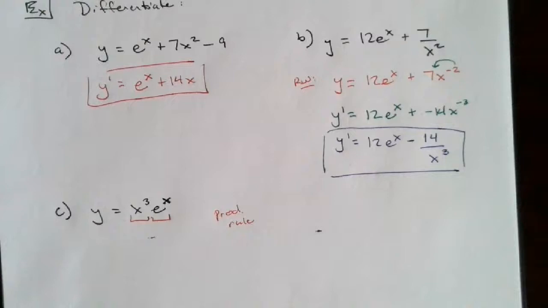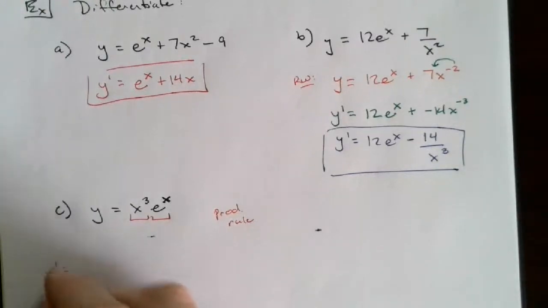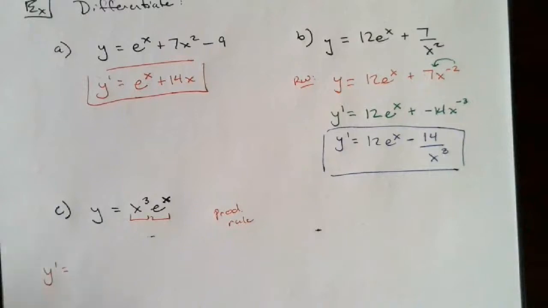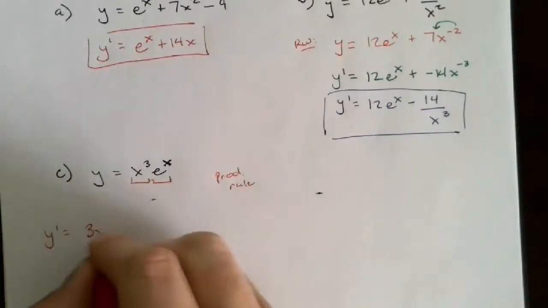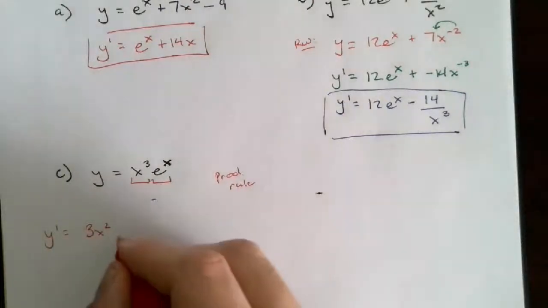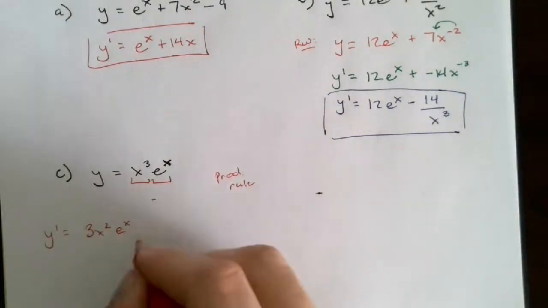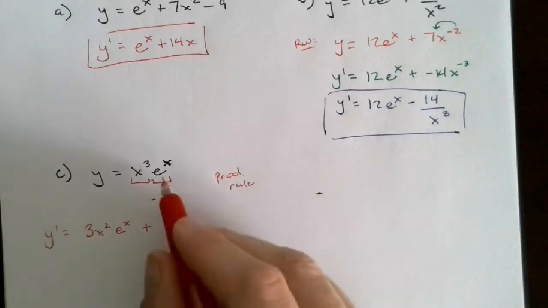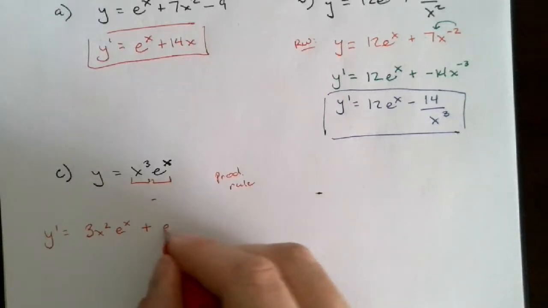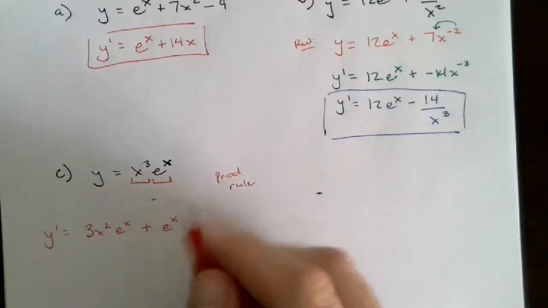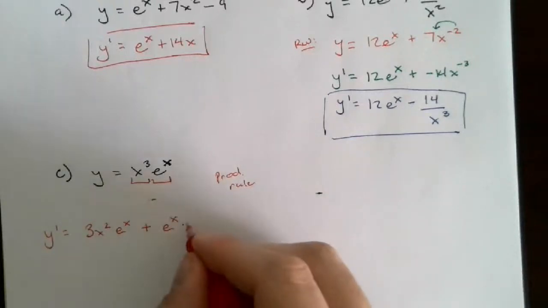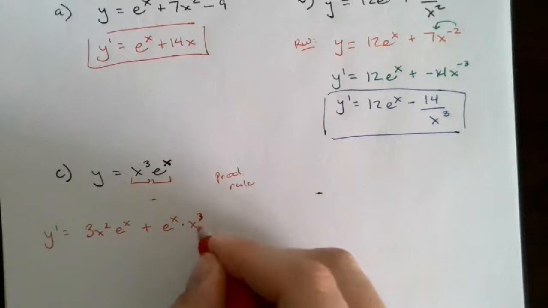So if you have a function times a function, we follow the product rule. So y prime, remember how the product rule works. I'm going to take the derivative of the first function. So the derivative of x cubed, which is 3x squared, times, you leave the second alone, so times e to the x, plus you take the derivative of the second function, which in this case is just derivative of e to the x is e to the x, right? So I took the derivative there, times the original first, so times x cubed.